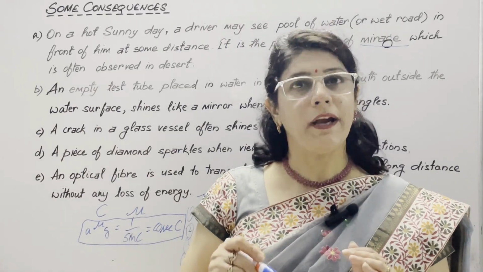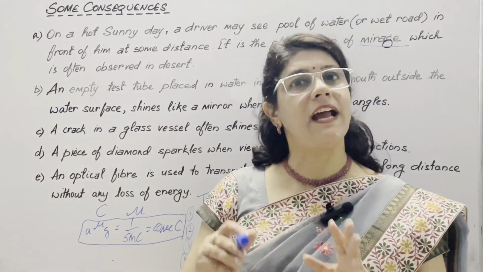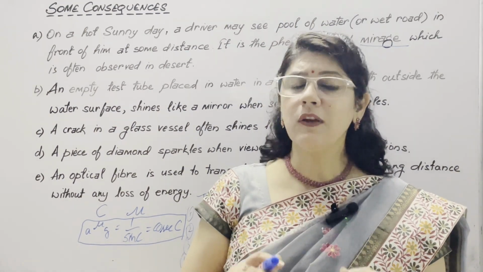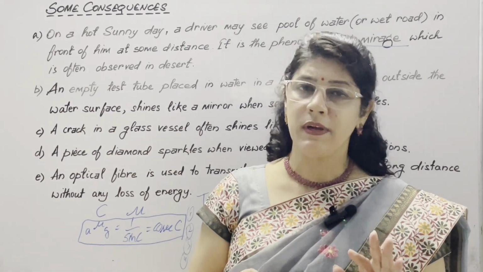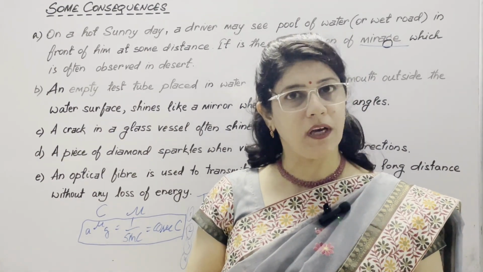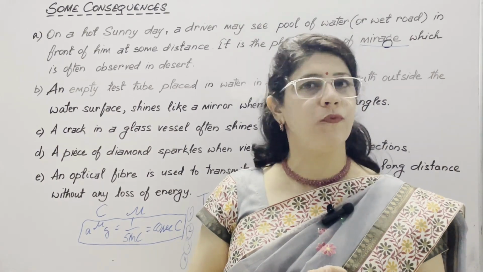With this, we come to the end of this chapter, refraction of light at plane surfaces. I think the numericals in this chapter are very simple. You might be able to solve them yourself. Still if you have any doubts, you can tell me in the comment section. I will make another short video for them also.